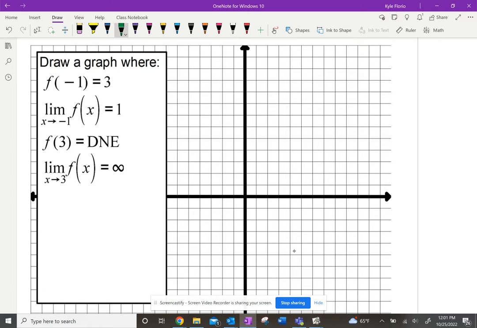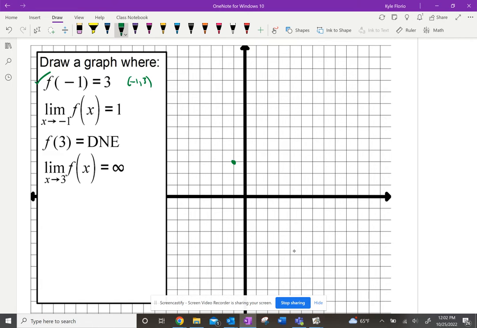So number one on the checklist, f of -1 equals 3. That means the point (-1, 3) is on the graph. So if I go to -1 and up 3, we have the point. At -1, the value is 3, so we can check that off.